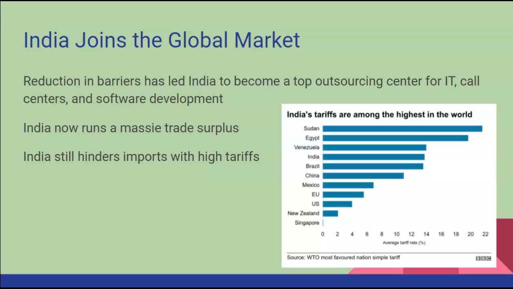As a result of the outsourcing, India began to run a massive trade surplus, bringing in more money than they were spending. However, this was due in large part to the fact that India places some of the highest tariffs, which are taxes on imports, in the world, as seen in the graph on the right.